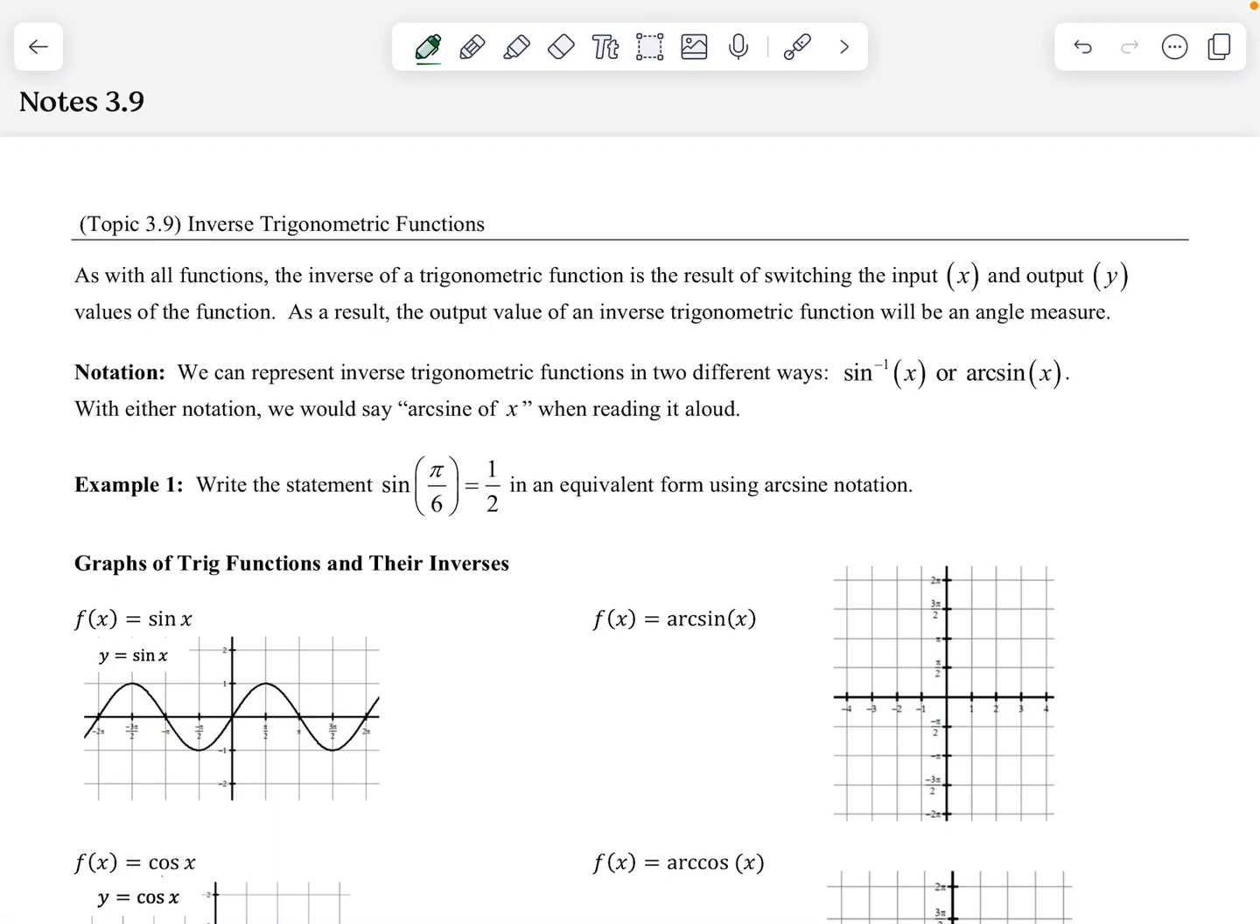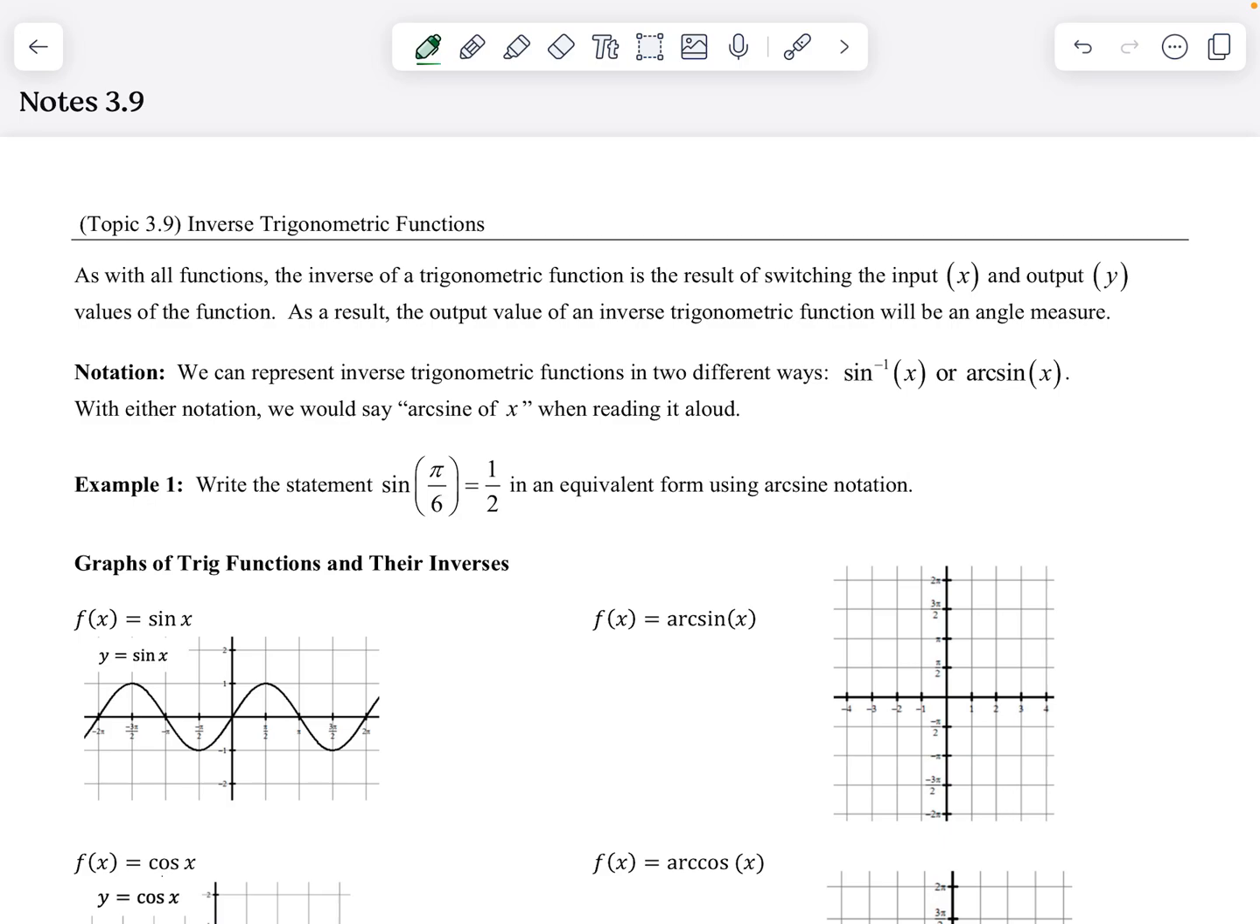Today we're going to start talking about inverse trig functions. If you remember, logs and exponents are inverses of each other. We switch the x's and y's, the inputs and the outputs. With trig functions, the output values of a trig function will be the angle measurement. Before, we inserted an angle and got a value, so now we'll get a value and insert the angle.